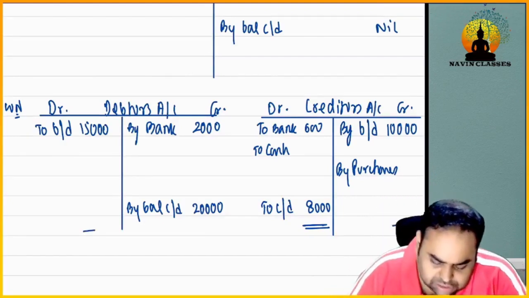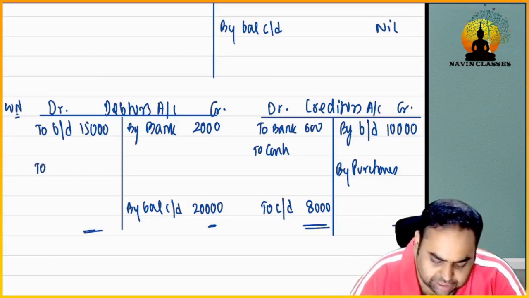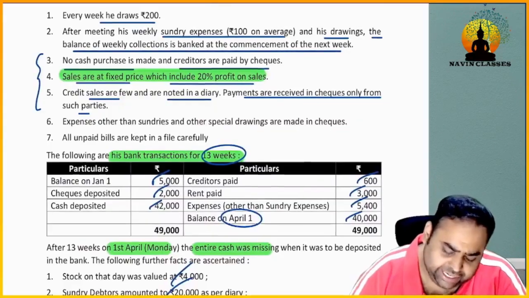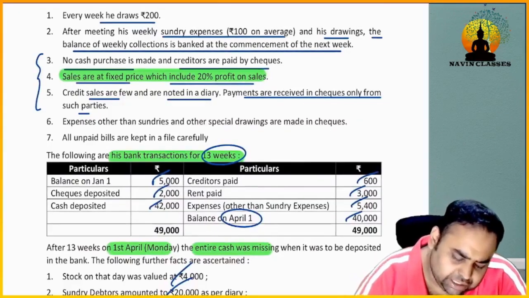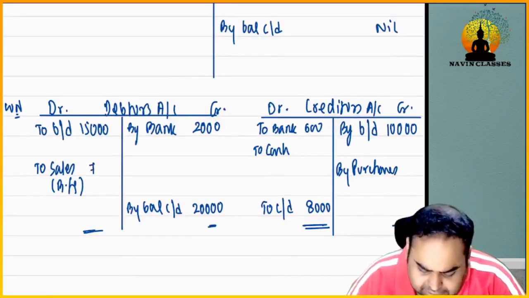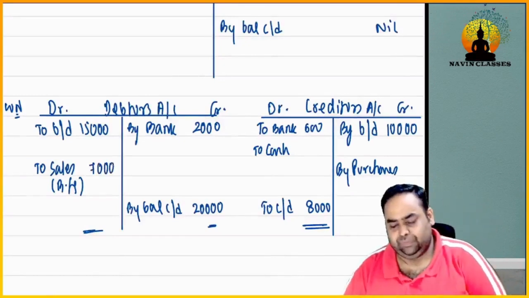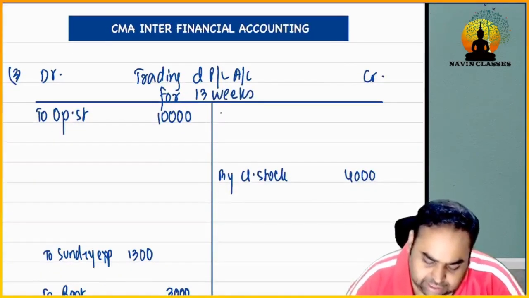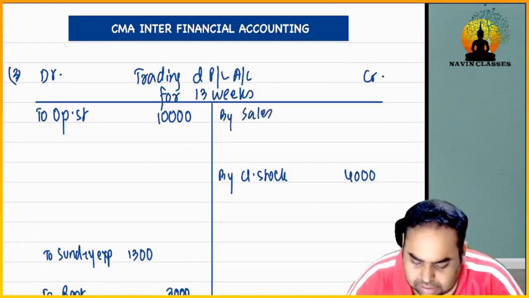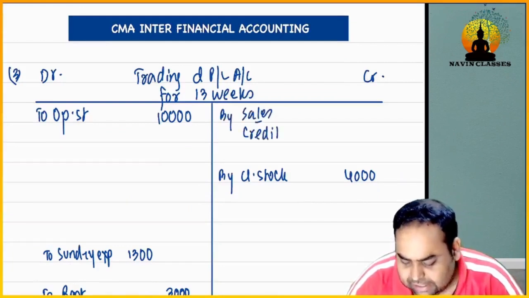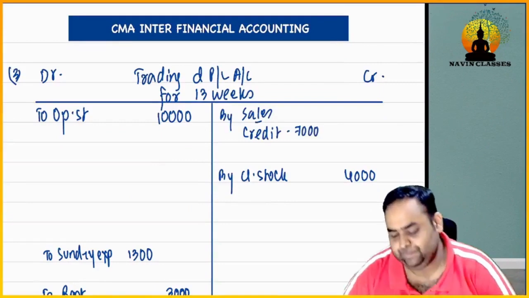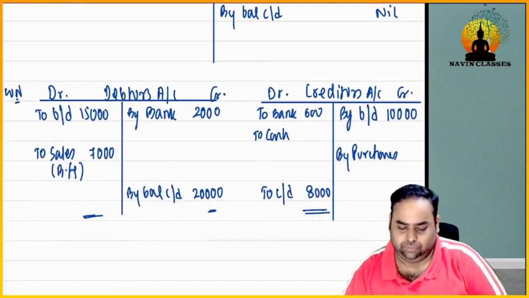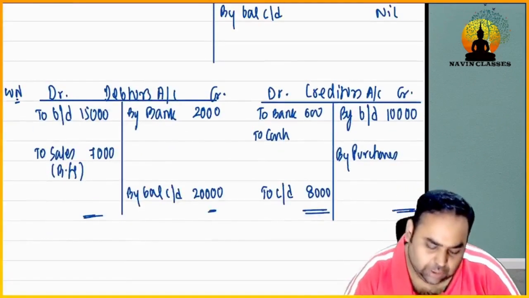Let's check it. Let's calculate the sales. Calculate credit sales as the sales balancing figure. It's mentioned that the debtors make payments by check. Credit sales will be 7,000. In the trading account, by sales credit 7,000. Sales credit 7,000 rupees. This is done.